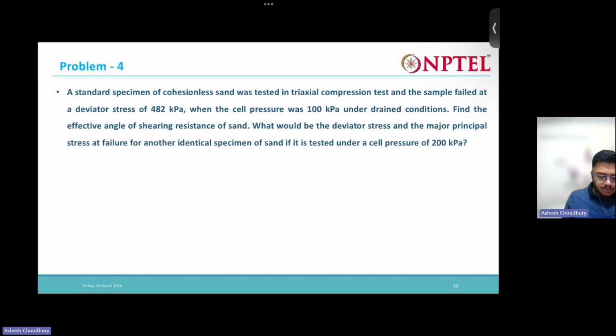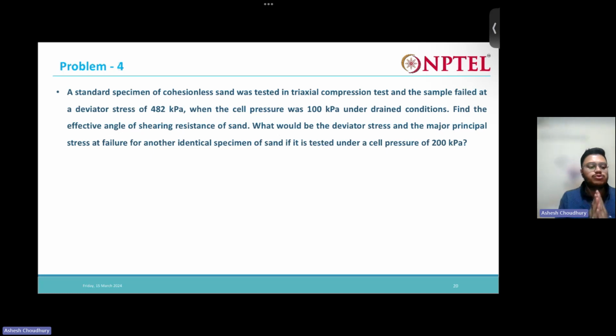Drained condition means the pore water pressure is 0. Okay, so that we need to solve. I will give you 2 minutes, just try to solve this one.